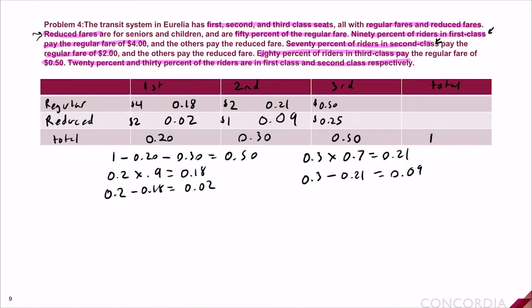And applying the logic once more to the third class, if we know that 50% are in third class and 80% of them pay regular fare, that would mean 40% of all riders are in third class and pay regular fare.